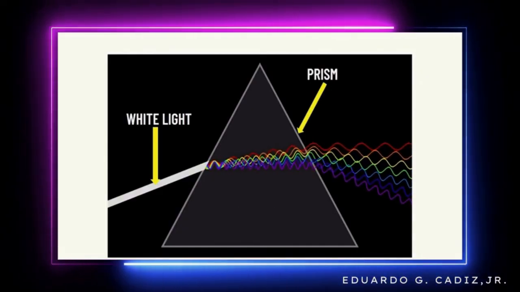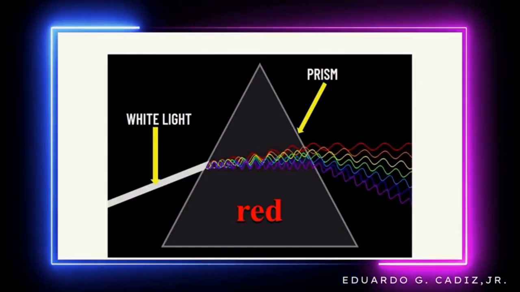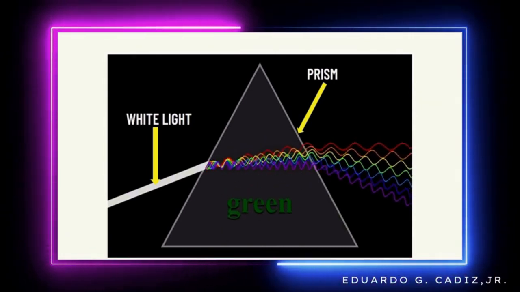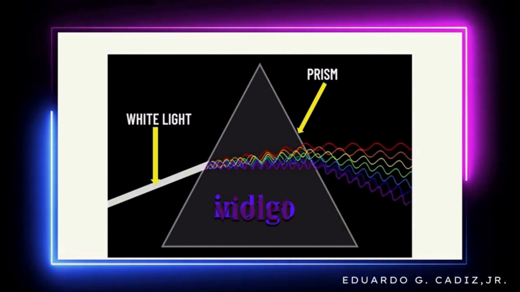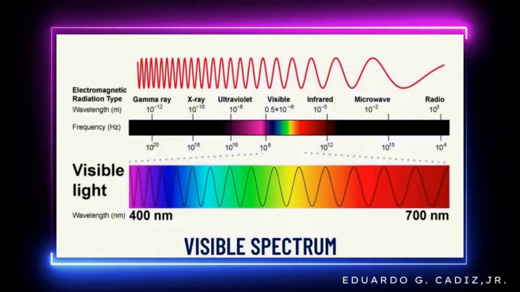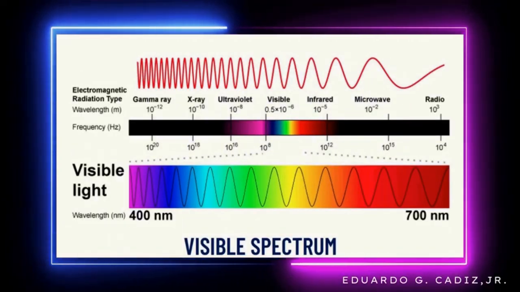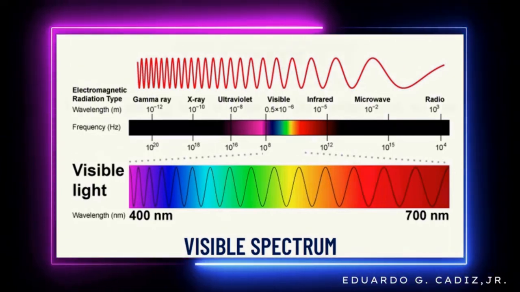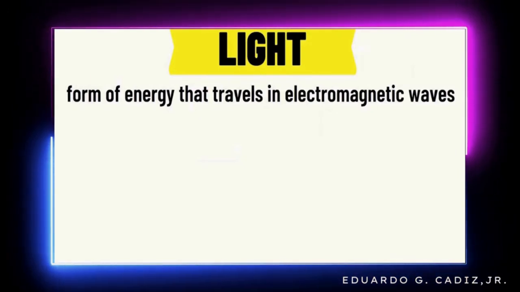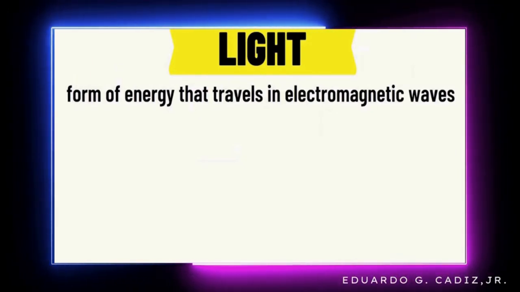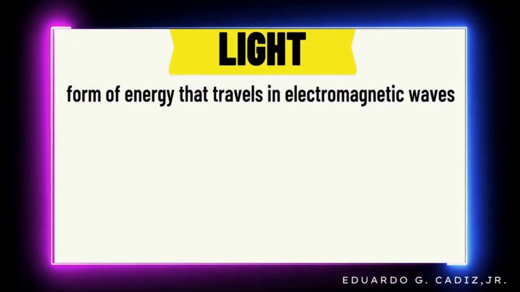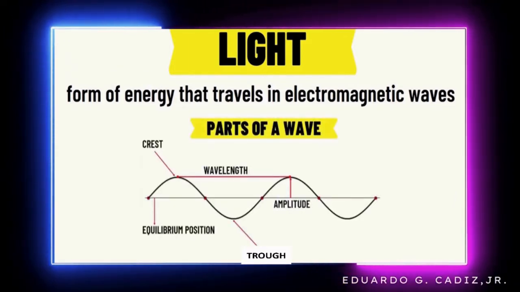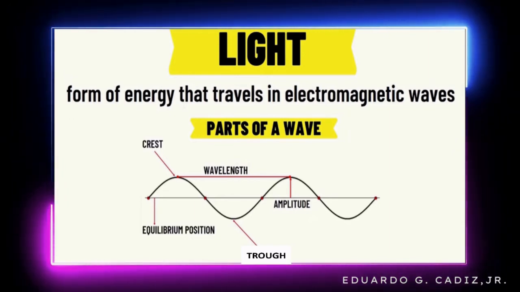The component colors of white light include red, orange, yellow, green, blue, indigo, and violet. These component colors are arranged according to decreasing frequency in a visible light spectrum. Light is a form of energy that travels as electromagnetic waves. It behaves like a wave. Thus, it also has a wavelength, frequency, and amplitude.